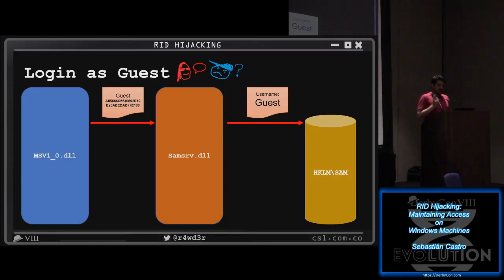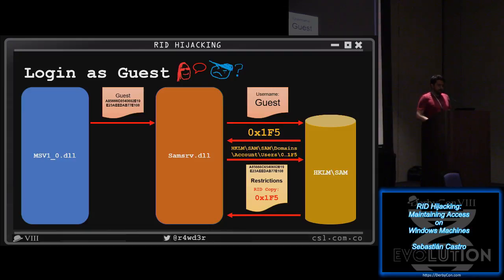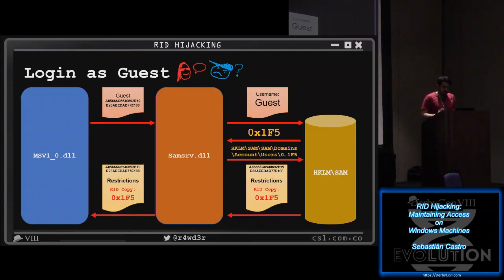Now the SAM server queries the SAM database looking for the associated guest key. It determines that the guest account has the RID 501, or 1F5 in hexadecimal base. So the SAM server queries the SAM again, but now consulting the 000001F5 key. Now the process retrieves the security data related to the user, including this RID copy I told you is important. After that, the SAM server sends this information back to the MSV1 authentication package, and this does its job.